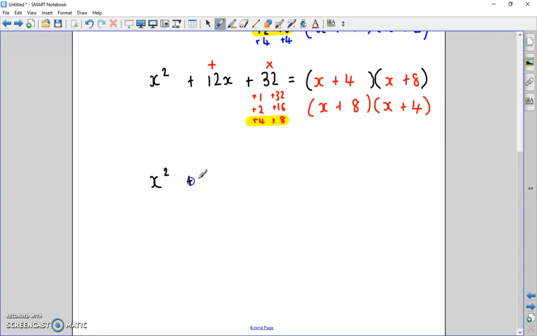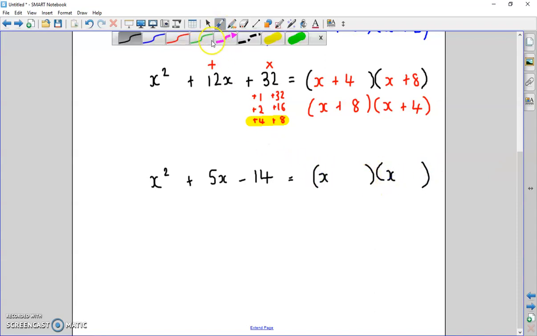So x squared plus 5x minus 14 this time. Okay, now still two brackets, that hasn't changed. Still an x in both, that hasn't changed. The rule is still that it adds to make that and times to make that, but this time we've got to multiply to make minus 14.